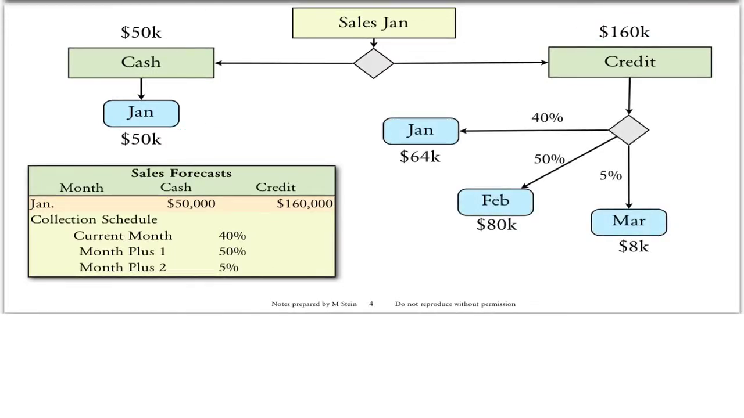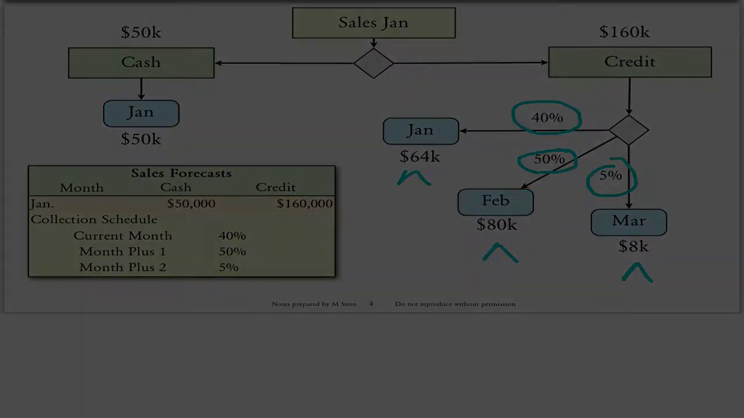Now we'll have to look at when we expect the $160,000 to be collected. The $160,000 will be divided up 40% collected in the current period, or $64,000, 50% collected 1 month later in February, or $80,000, and 5% collected 2 months later in March, $8,000.